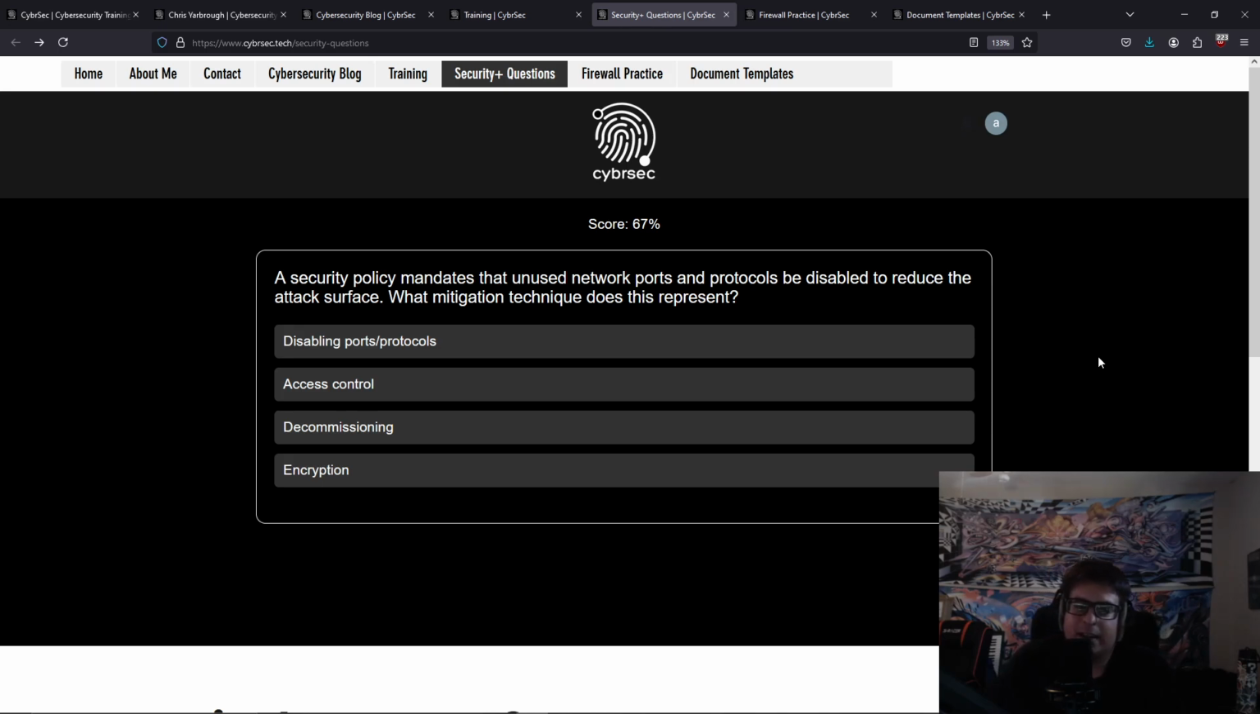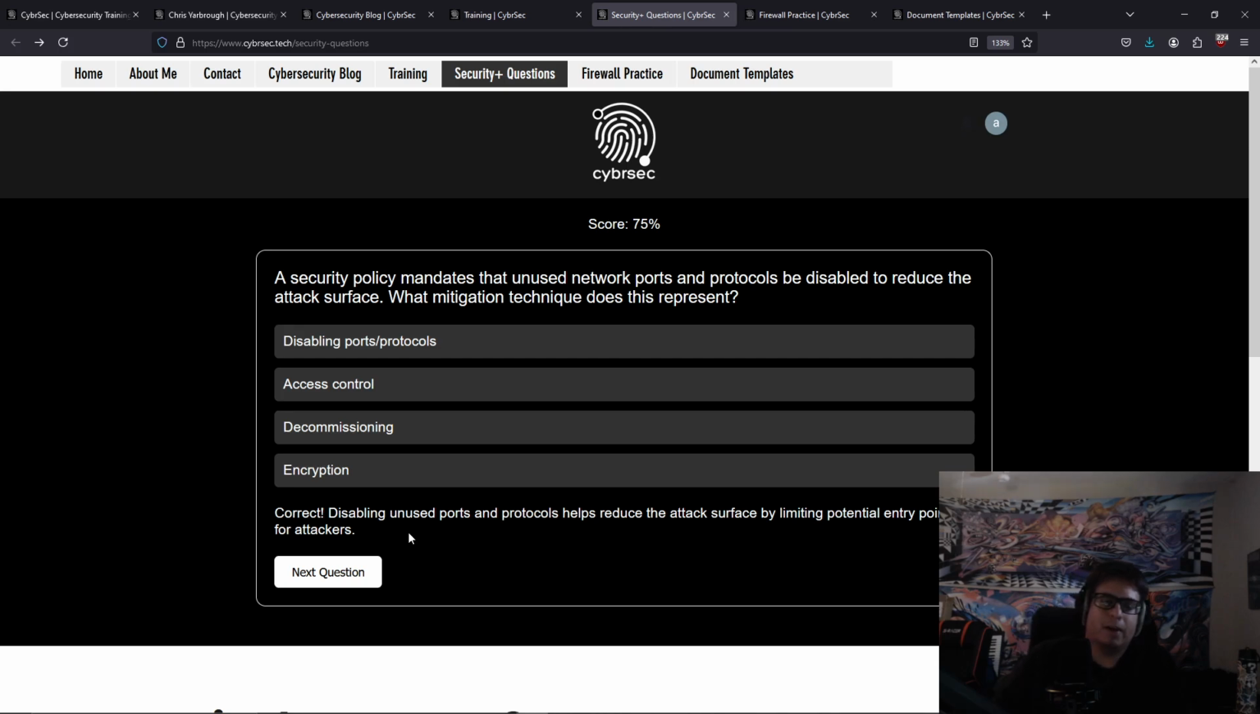Security policy mandates that unused network ports and protocols be disabled to reduce the attack surface. What mitigation technique does this represent? Disabling ports and protocols. It says it right there. Disable unused ports and protocols. Correct. Disabling unused ports and protocols helps reduce the attack surface by limiting potential entry points for attackers.